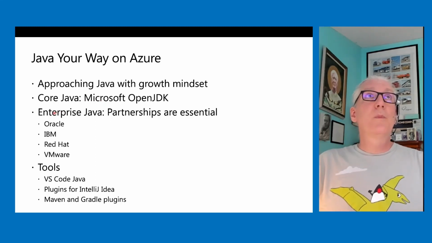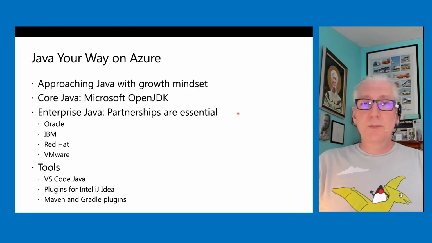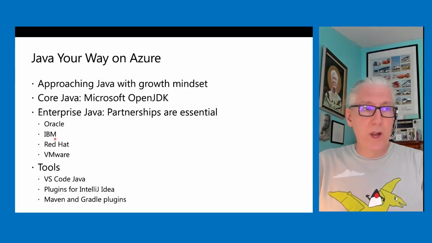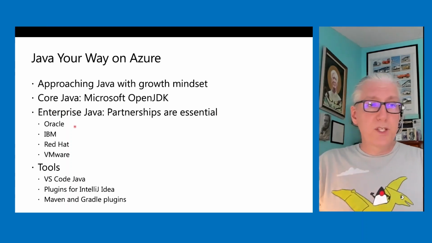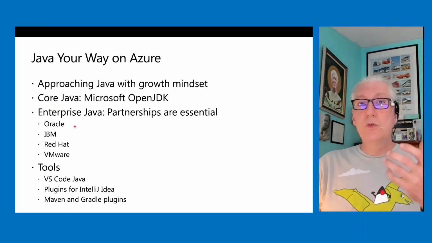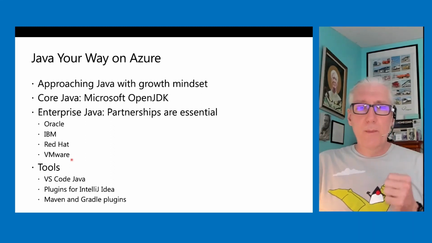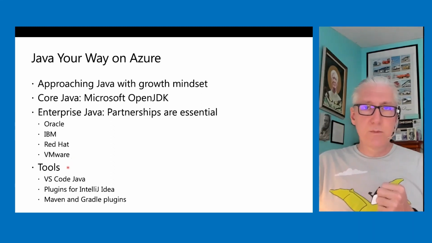On top of the OpenJDK, we have Enterprise Java. Here, partnerships are even more important. We've partnered with Oracle, IBM, Red Hat, and VMware to bring you Enterprise Java experiences that meet you where you are. We'll talk more about what that means in the coming slides.